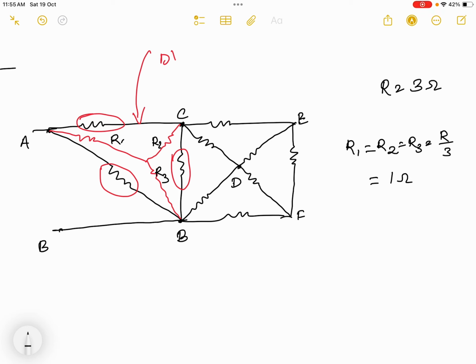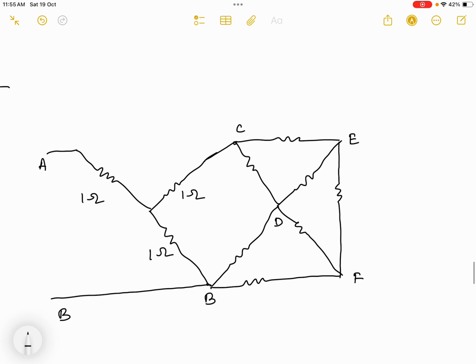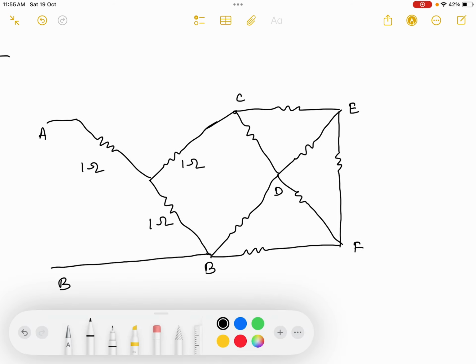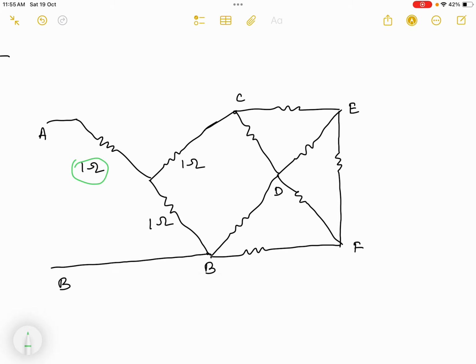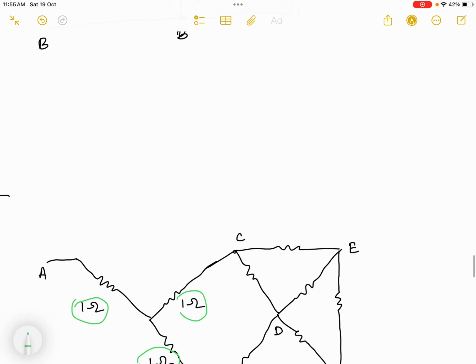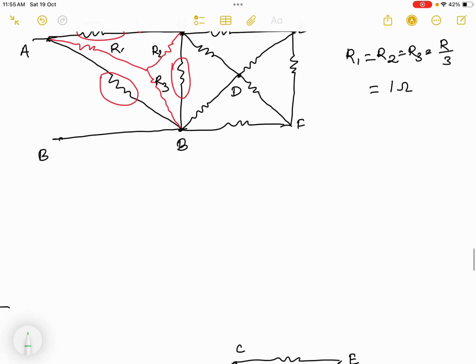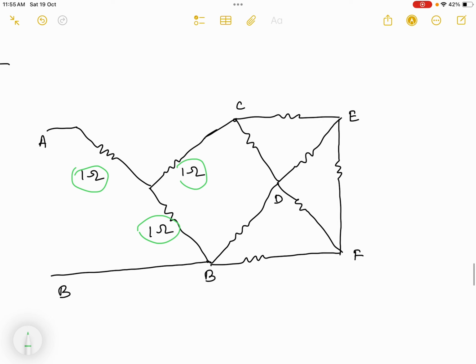Okay, now I need to draw another diagram by removing this delta and keeping this star. Now you can see here, after removing this delta, this is 1 ohm, this is 1 ohm, this is 1 ohm, and this is 1 ohm. And you can see here I have clearly given the node numbers C and B. The rest of the diagram, C, E, D, B, F, is looking as it is.